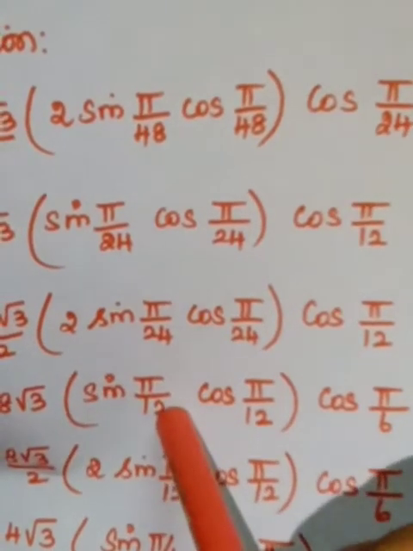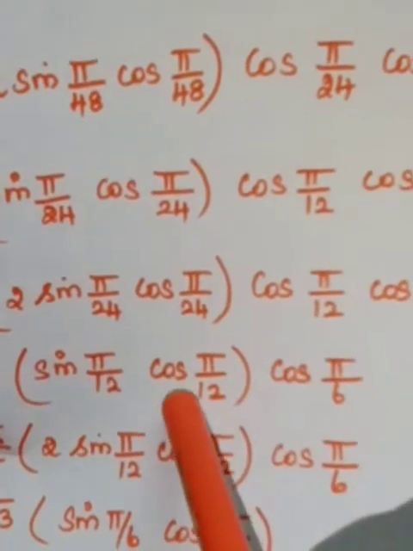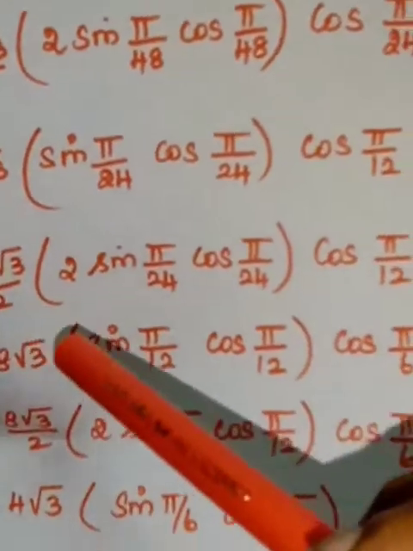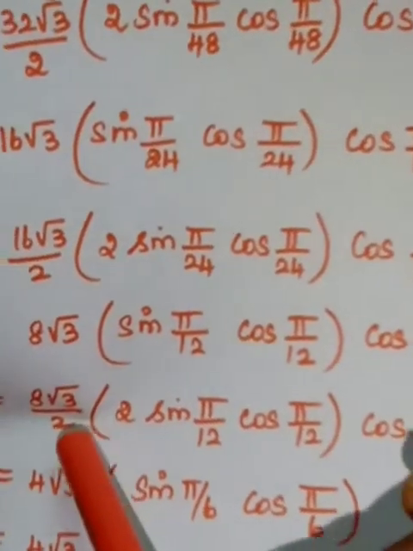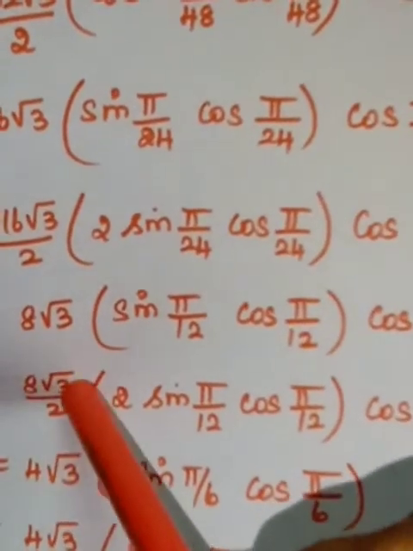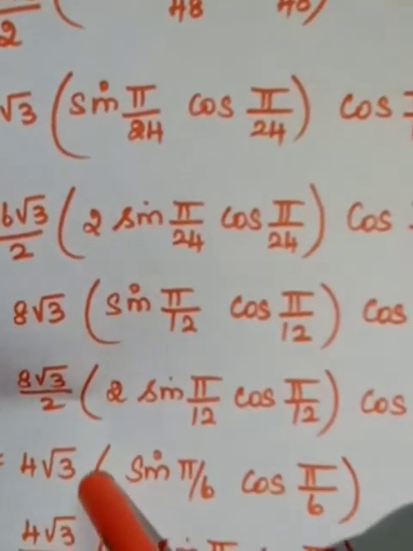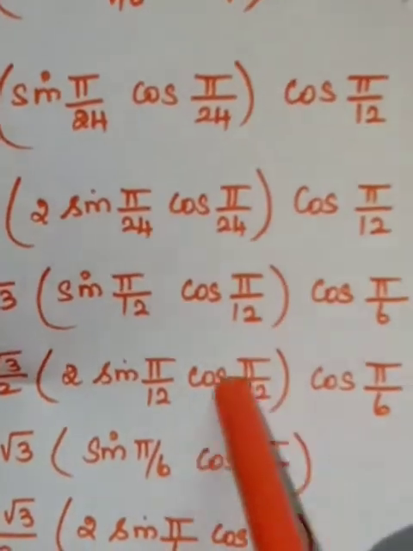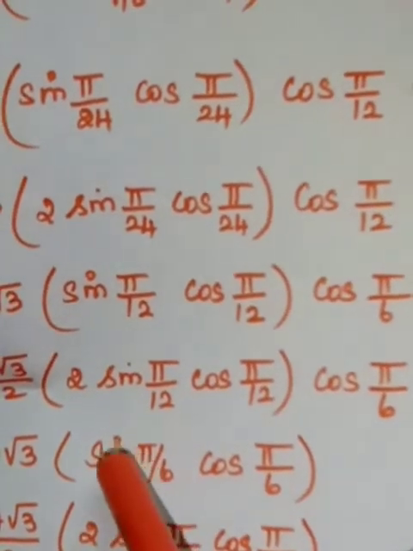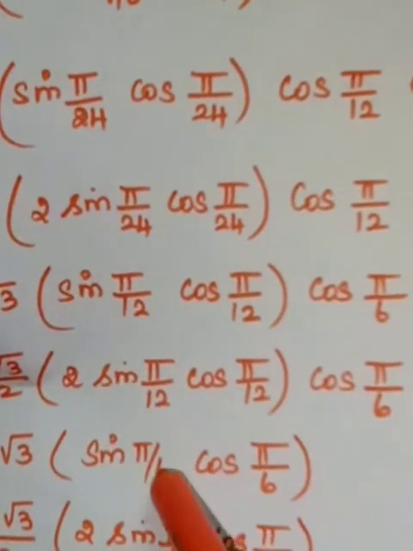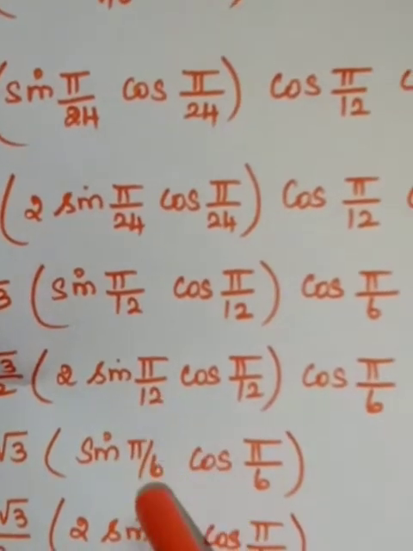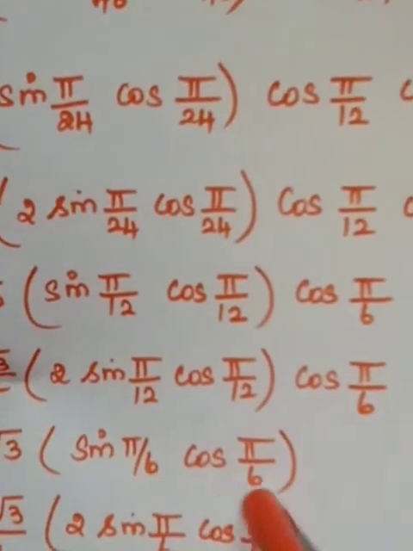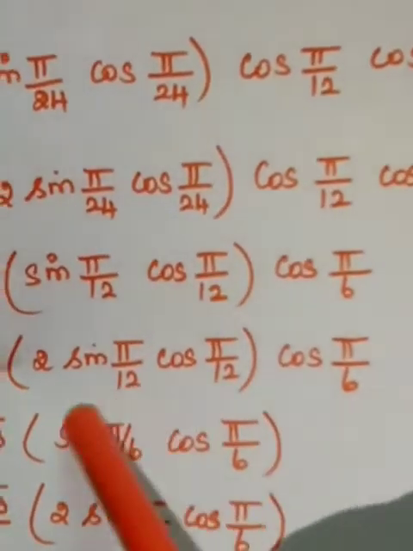Along with this term, you combine the next term. Okay, then you multiply and divide by 2. So 8 root 3 by 2 is 4 root 3. It is in the form of, what form again? It is sine 2A. So sine 2 into pi by 12. 2 and 12 get cancelled. Your answer is pi by 6. And the next term is combined with this.